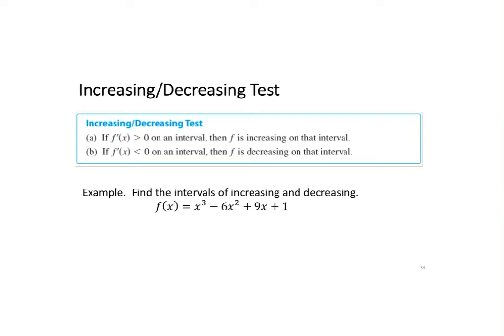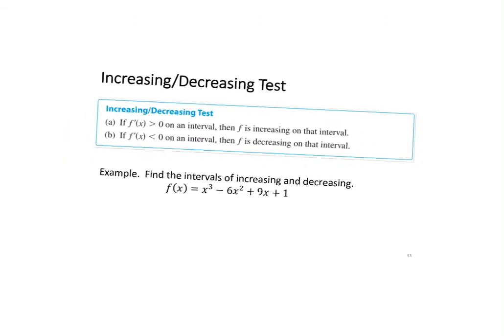Summarizing what we've been observing in the last couple of graphs, we have what's called the increasing-decreasing test. What I kept saying over and over is that if the derivative is positive on a given interval, you notice that the function is increasing on that interval. And if the derivative is negative on an interval, the function is decreasing on that interval.